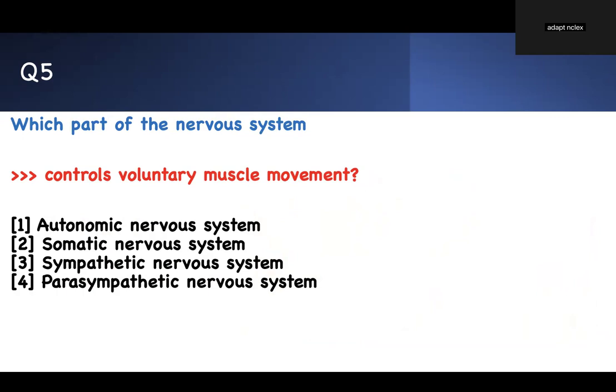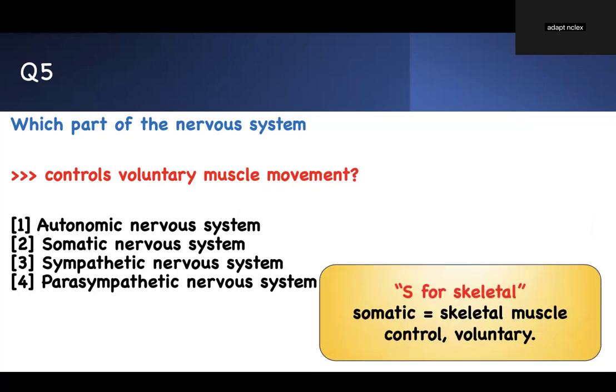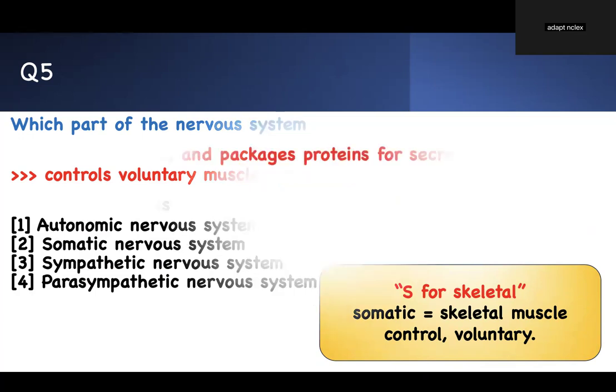Sympathetic, parasympathetic are autonomic nervous system, which is number 1. Therefore, I know number 2 is the right answer. So S for skeletal, somatic: skeletal muscle control, and voluntary.